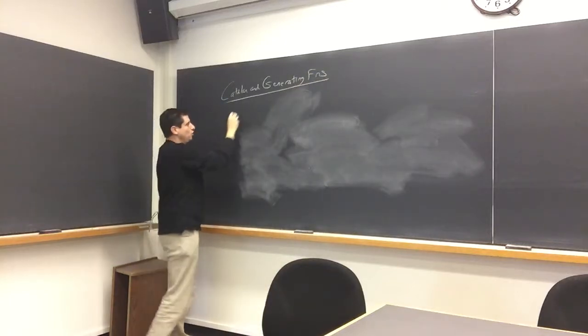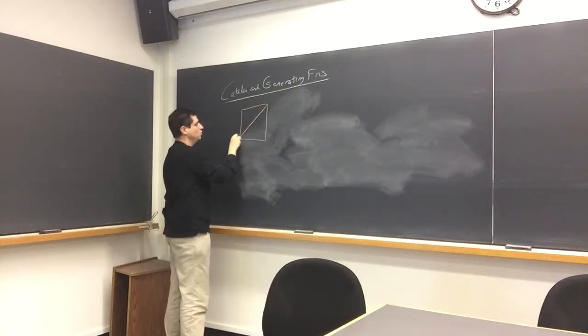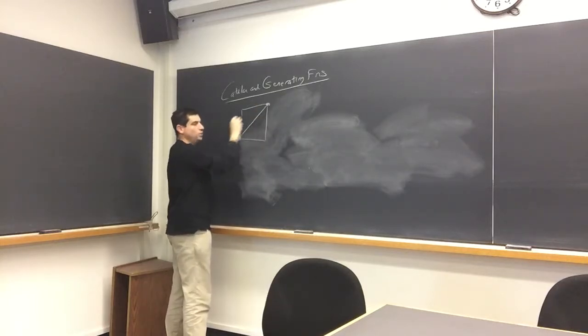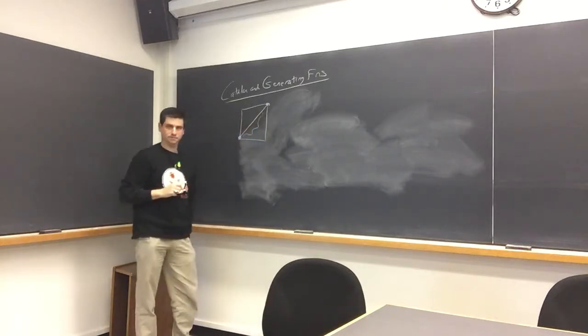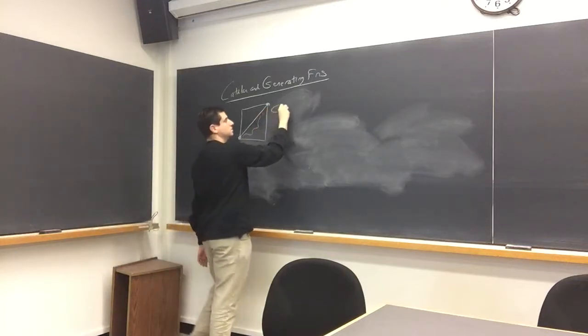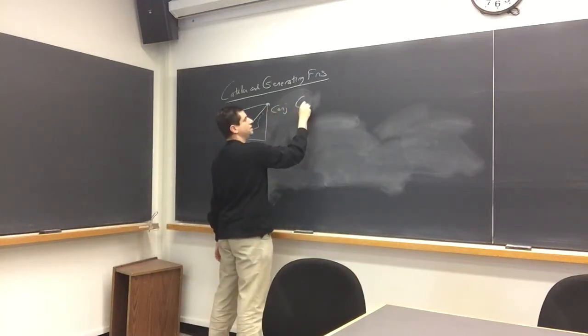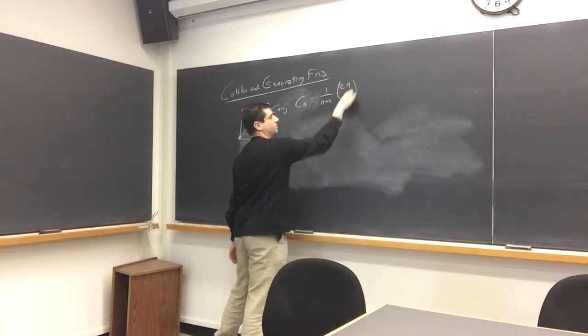So again, the problem was we have some grid. We start here. We end here. We never want to come above. So we look at all the paths in here. And the conjecture is that Cn is 1 over n plus 1, 2n choose n.